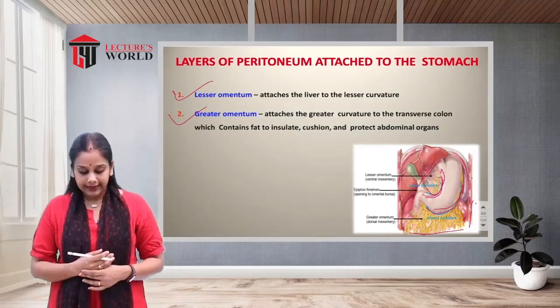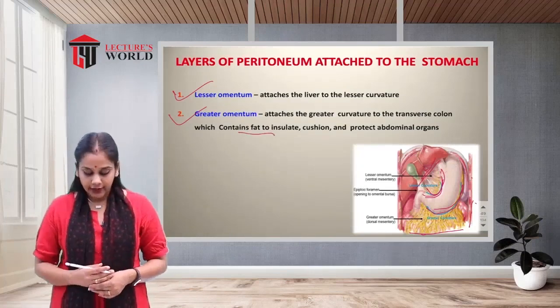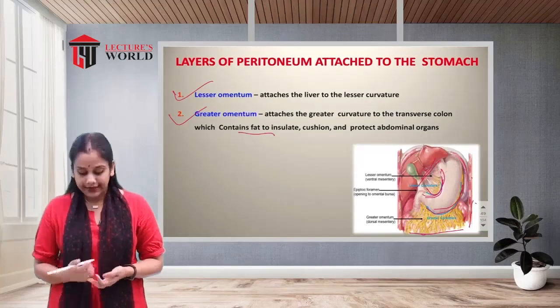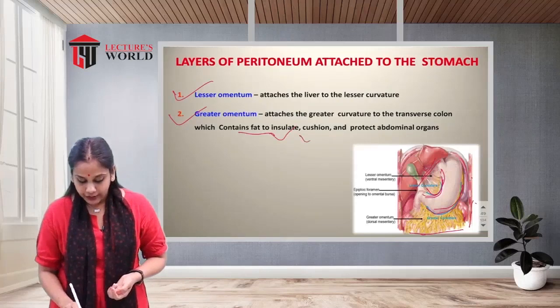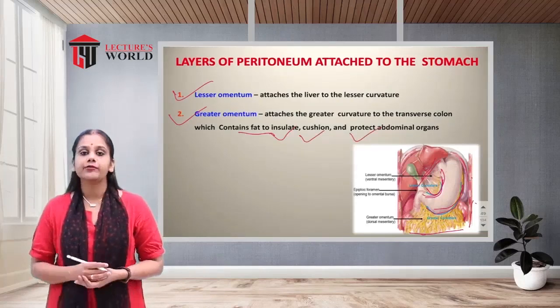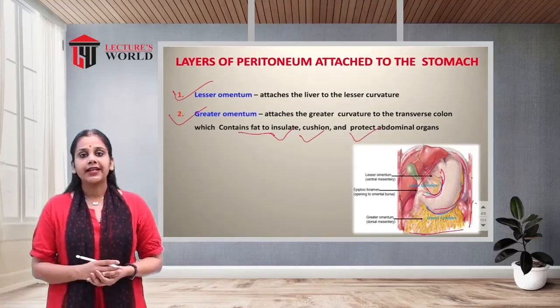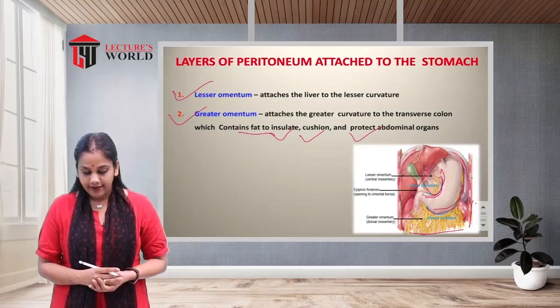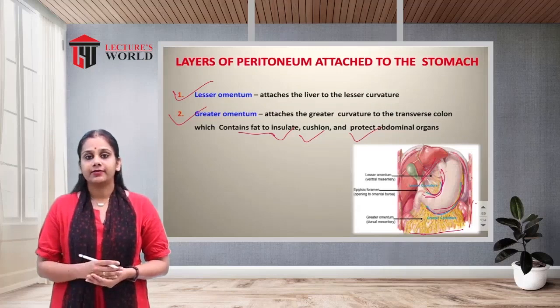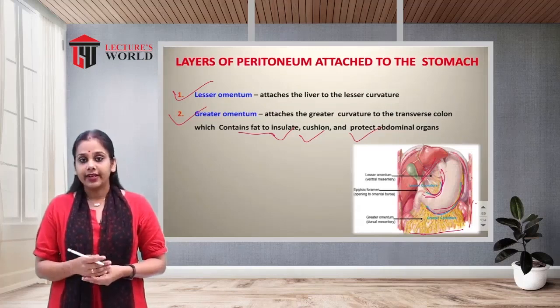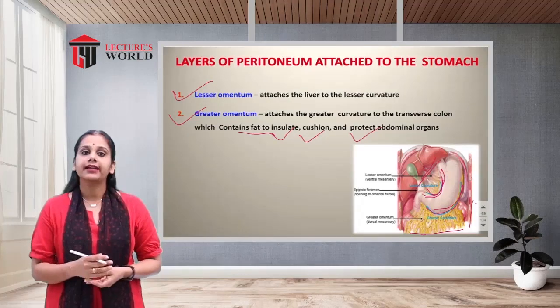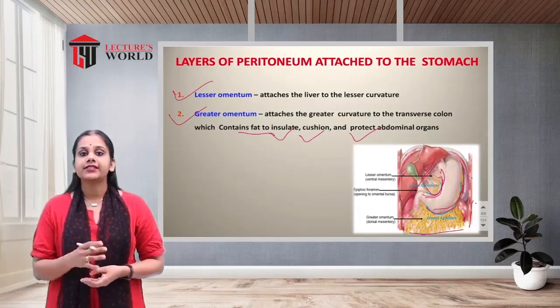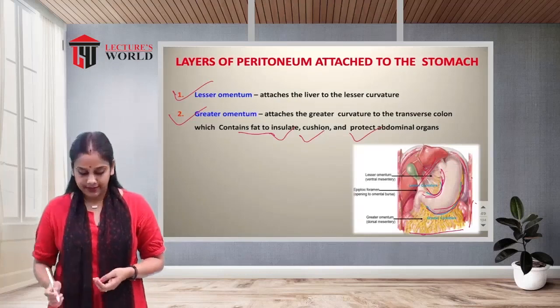It contains fat. What is the need of the fat? It insulates, cushions and protects the abdominal organs. So the omentum is a very essential part of the body, because it contains blood vessels, nerve endings, lymph vessels, fat and connective tissue, so it gives support to the abdominal organs.